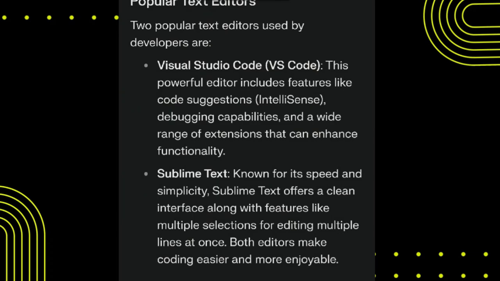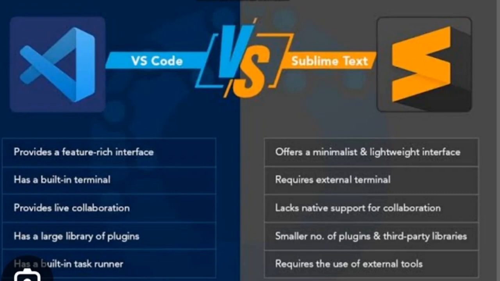Then number two is Sublime Text. It's also a fast tool that is easy to use. It is known for its speed and simplicity because it's very simple to use. It has a clean interface with different features and editing options.